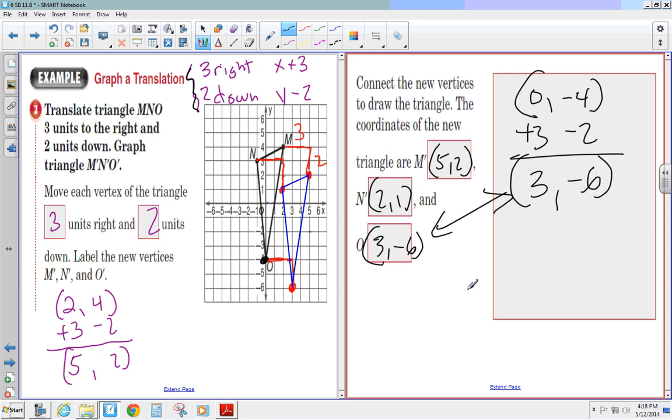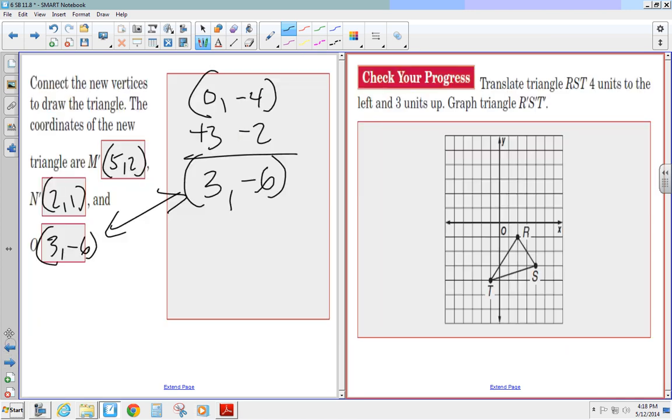So you can look at the graph and come up with the answer, or you can do it algebraically by adding or subtracting. All right, translate this triangle 4 units to the left and 3 units up. This time let's just go ahead and do it by hand. Up 3, 1, 2, 3. Left 4, 1, 2, 3, 4. Up 3, 1, 2, 3. Over 4, 1, 2, 3, 4.